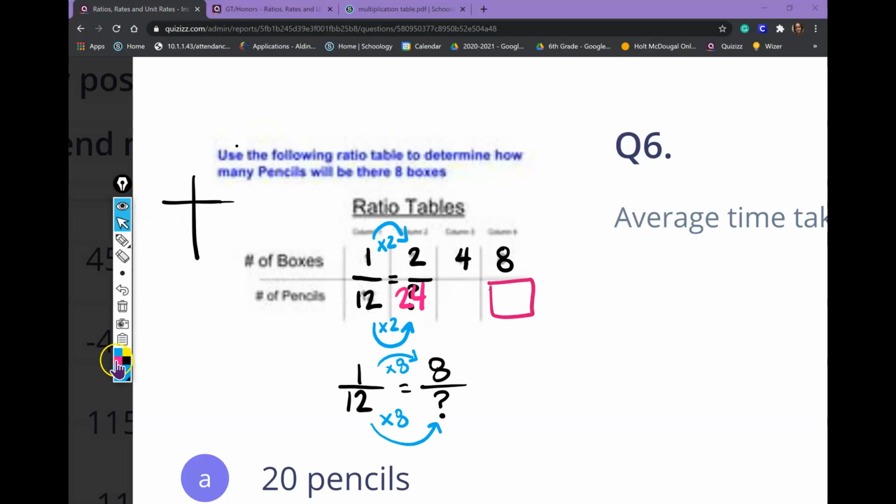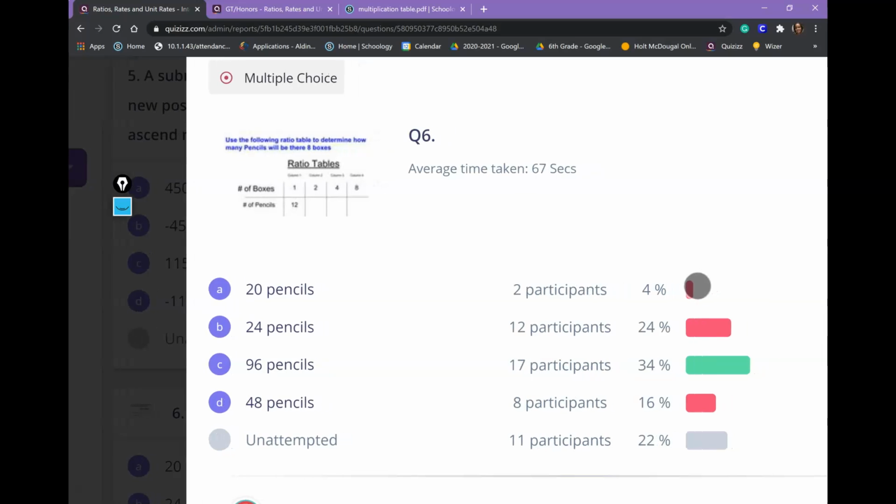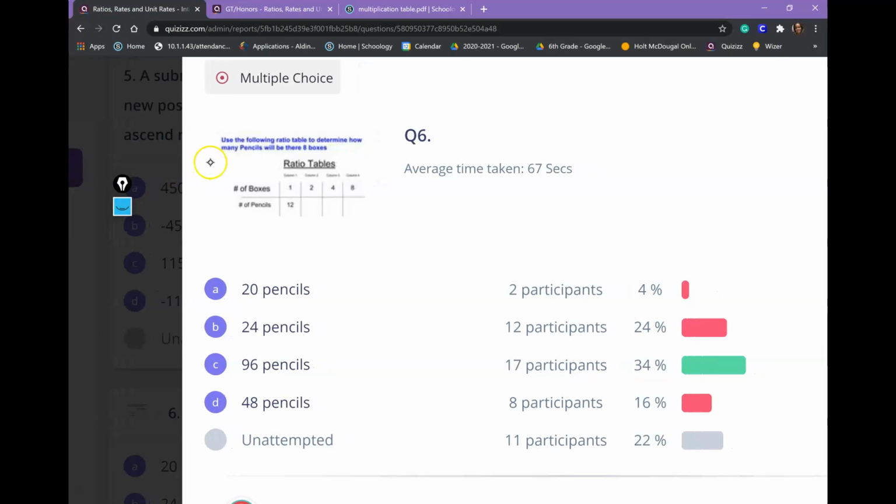So then I'll go here. Put 96 as my answer. When I zoom back in, C was correct, 96 pencils.